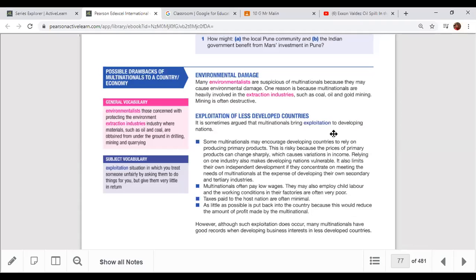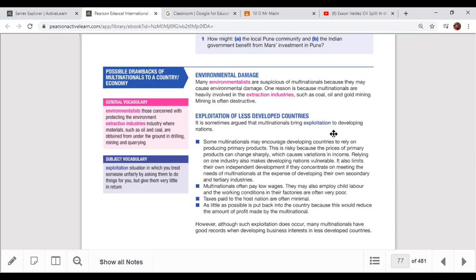A lot of health politicians and a lot of pressure groups are always talking about exploitation of less developed countries, which means some multinationals may encourage the developing countries to rely on producing primary products, right? They risk this because the prices of primary products can change sharply. And also multinationals often pay low wages.